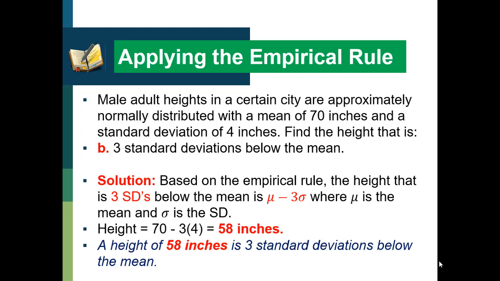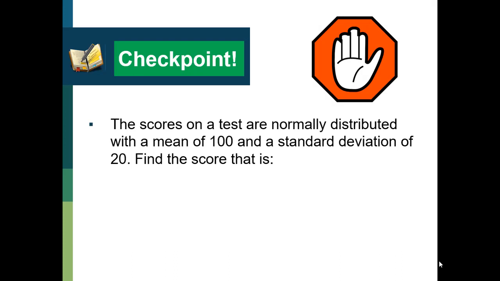It's very easy, right? When you're asked for 3 standard deviations below the mean, you just have to multiply 3 by 4, which is your standard deviation, and subtract it from the mean 70. But if you're asked for above the mean, you have to add it to the mean 70. Did you get it? Alright. It's now your turn to check your progress.